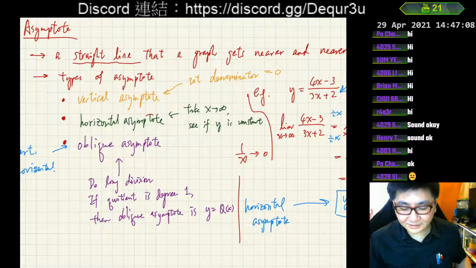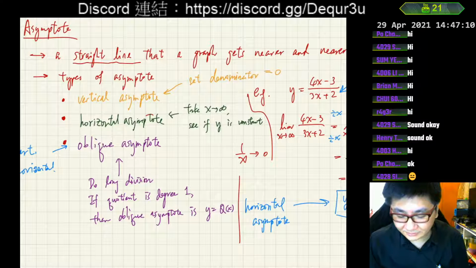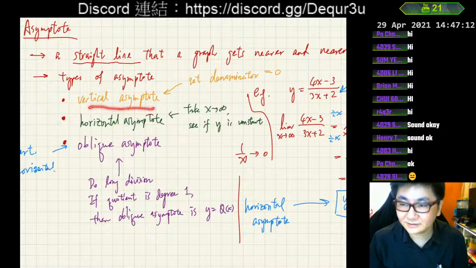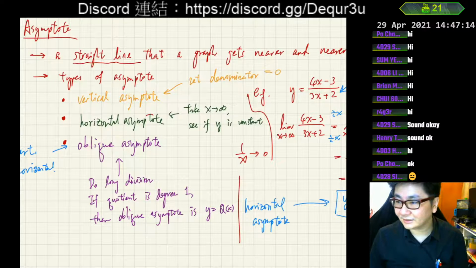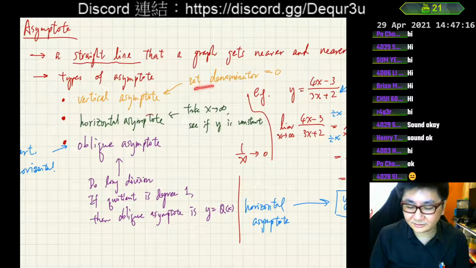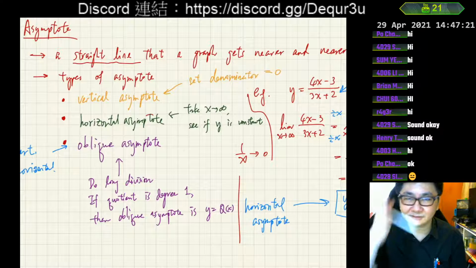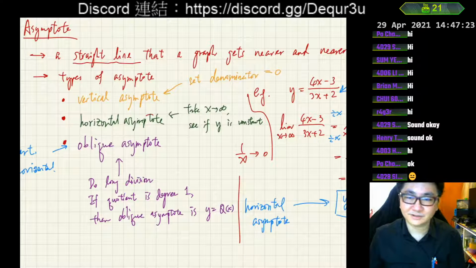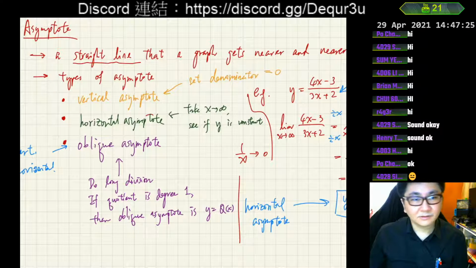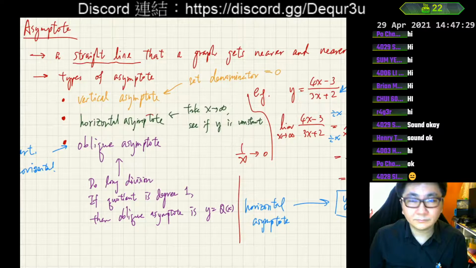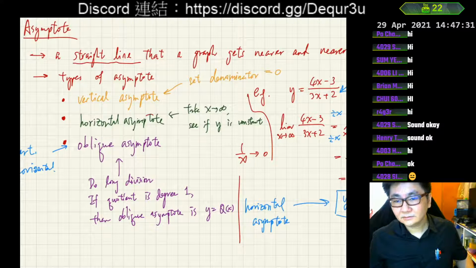That the curve will get nearer and nearer to a vertical line, and if we want to find a vertical asymptote, then we can set the denominator of the function to 0, and then find which x. Then that x will correspond to the vertical asymptote position. Okay, so this is the case for vertical asymptote.